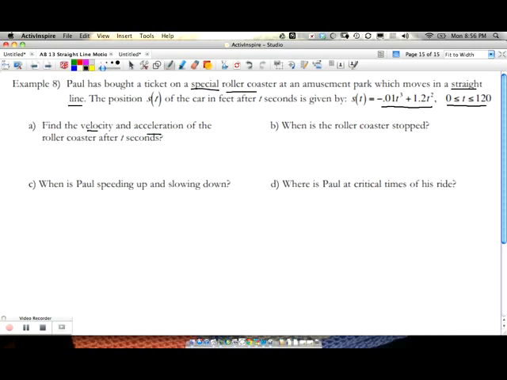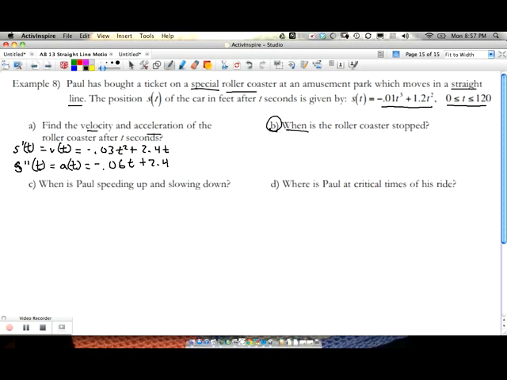And then we need to find velocity and acceleration functions. Well, velocity is going to be the first derivative. That's s prime of t. And that is equal to, we drop down the 3, we get negative 0.03 t squared, plus, we drop down the 2, this is going to become 2.4 t. Then if we want to find acceleration, which is s double prime of t, that's the second derivative. So now we're going to have negative 0.06 t plus 2.4.